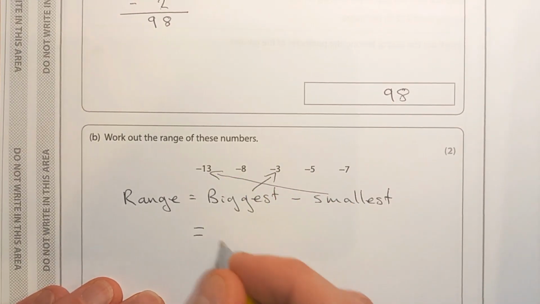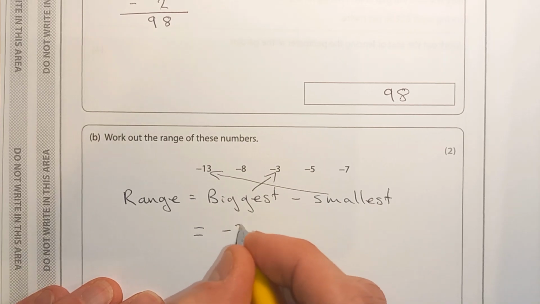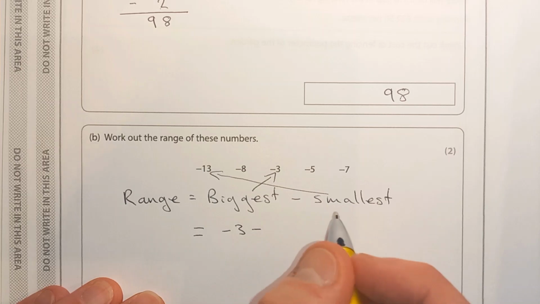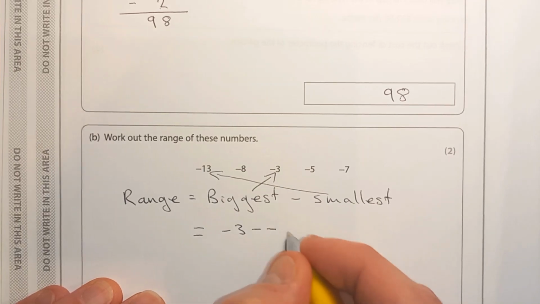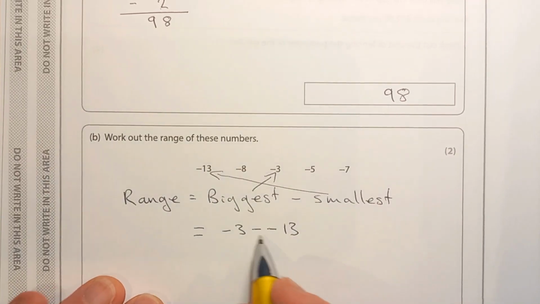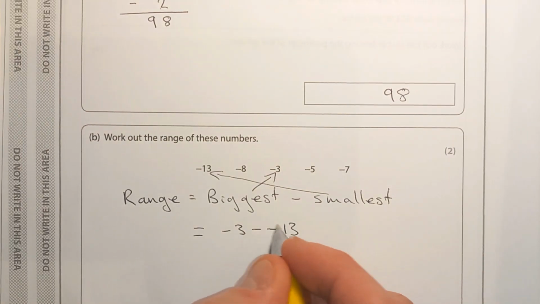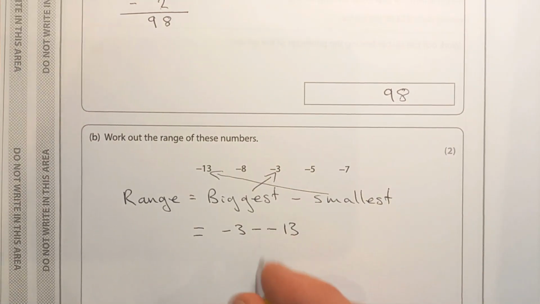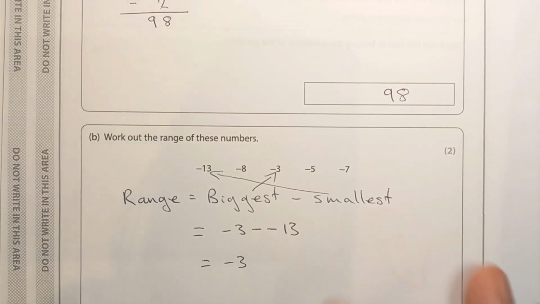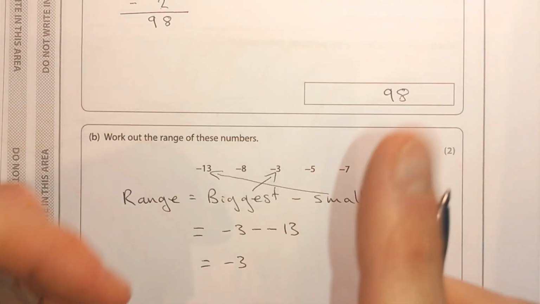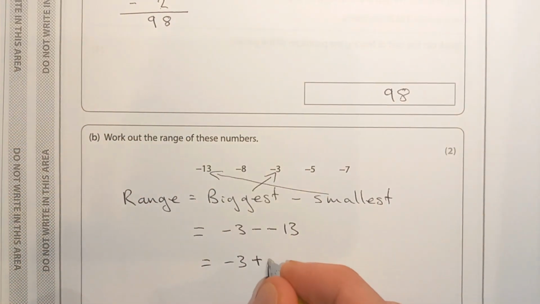So if we write this down, we're going to have minus 3 minus, because we've got to take away. Now the smallest number is actually minus 13. So we've got two minuses here. Now hopefully you'll remember that when you've got two minuses together, those minuses actually cancel, or if you think of it as two minuses and you put one on top of the other, makes a plus.